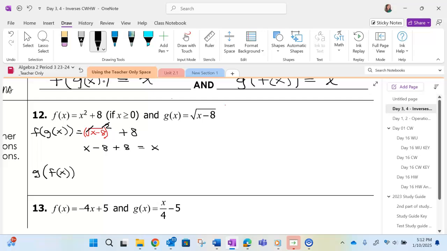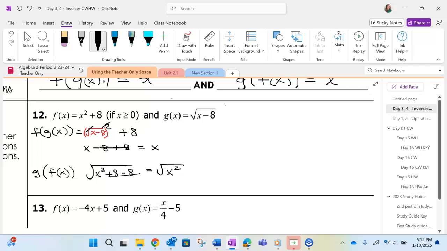All right, so I'm going to write out g of x. Square root. Instead of x, I'm going to put x squared plus 8 minus 8. Okay? Now let's solve inside the radical. Plus 8 minus 8, that goes away. Here, I'll cross those out. So we are left with the square root of x squared.